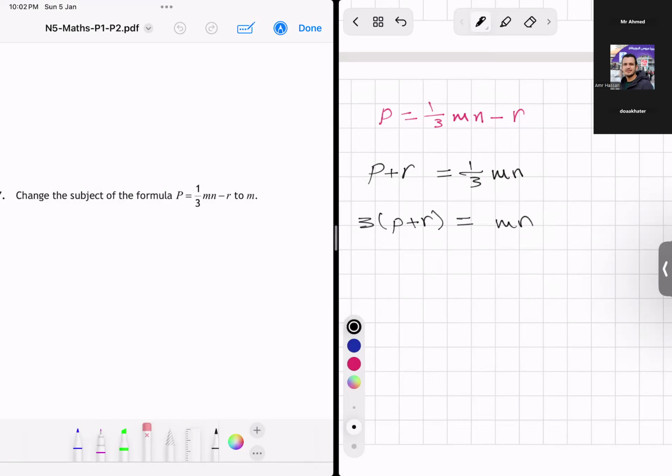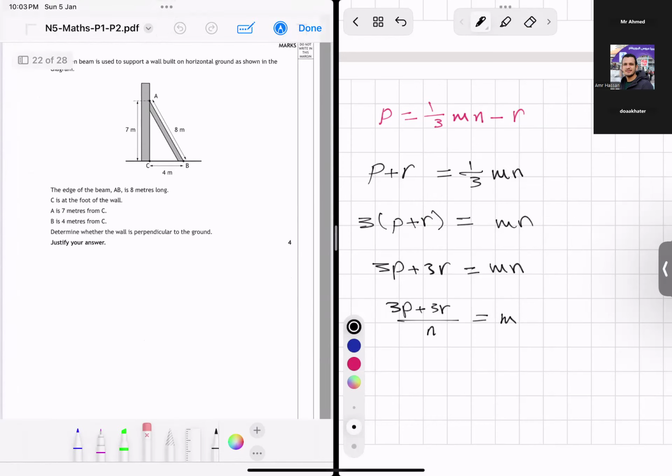So 3p plus 3r equals mn. And you get rid of n, so you divide by n on both sides. Perfect. So it's 3p plus 3r over n equals m. So it means that I'm trying to isolate m, right?